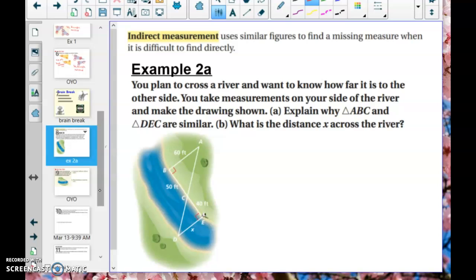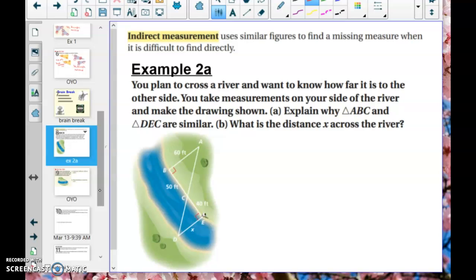Example 2a says you plan to cross a river and want to know how far it is to the other side. You take measurements on your side of the river and make the drawing shown. Explain why triangle ABC and DEC are similar.